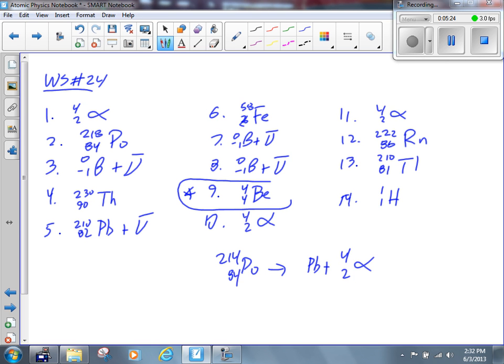214 is equal to 210 plus 4. 84 is equal to 82 plus 2. In order to make it correct, we would have had to make it lead 210 with an atomic number of 82. In the question, it actually says lead 210 with an atomic number of 80. That's not even possible. Whatever isotope of lead we have, it's always going to be atomic number 82, not atomic number 80. So it's just a bit of a typo.